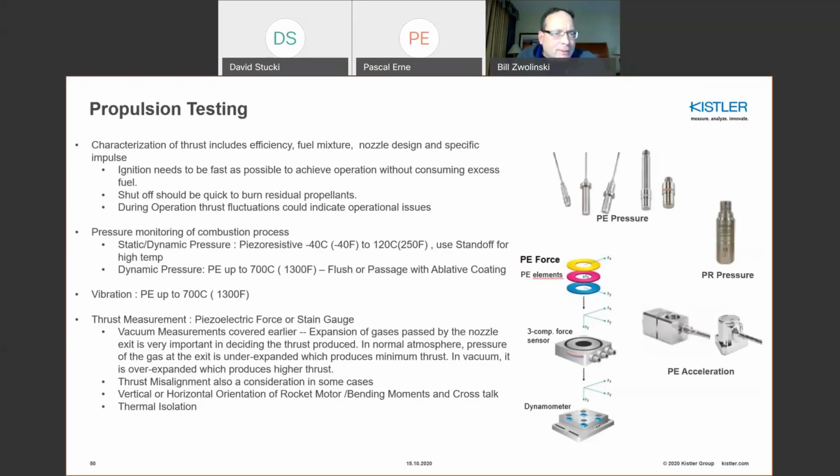What we're going to do in this session is not go through each area, but talk mainly on the thrust measurement side. We talked already about vacuum measurements. I'm going to touch upon thrust misalignment because this topic comes up from time to time. Vertical and horizontal orientations have different demands in terms of bending moments, calibration, and crosstalk, so those have to be addressed. And thermal isolation: whenever you have a rocket test, you always want to be sure you thermally isolate from your force measurement platform.